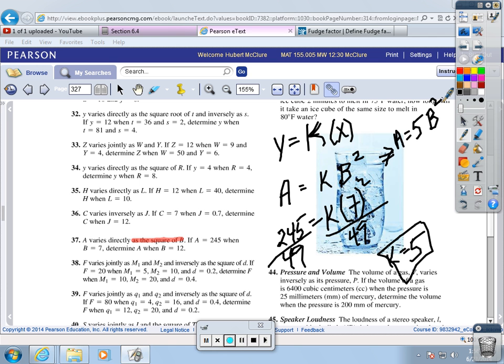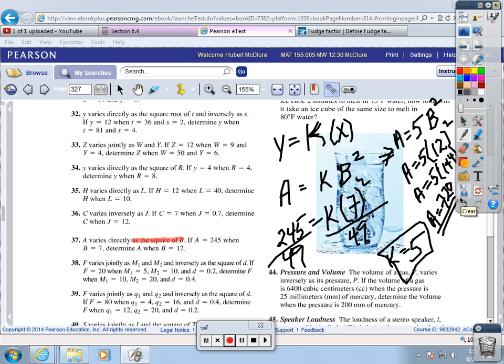And now more information. Determine A when B is equal to 12. A is equal to 5 times 12 squared. 5 times 144. 5 times 144 is going to be 40, I'm thinking 40, no, 20, and then 5 times 1 would be 720. And that is the answer.